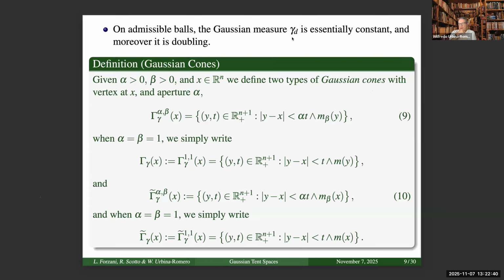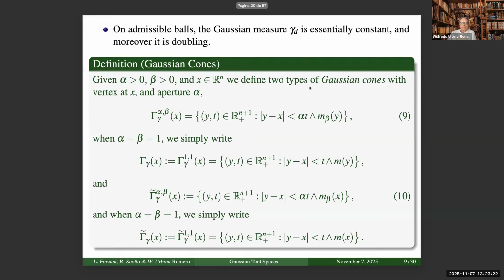And it happens that a couple of Italian mathematicians back in the 90s also proved that admissible balls are doubling. The Gaussian measure cannot be doubling for any ball, but for these special balls the measure is doubling, which makes perfect sense because, as I said, what you are looking at in the end is a multiple of the Lebesgue measure. Okay, so here come the Gaussian cones.